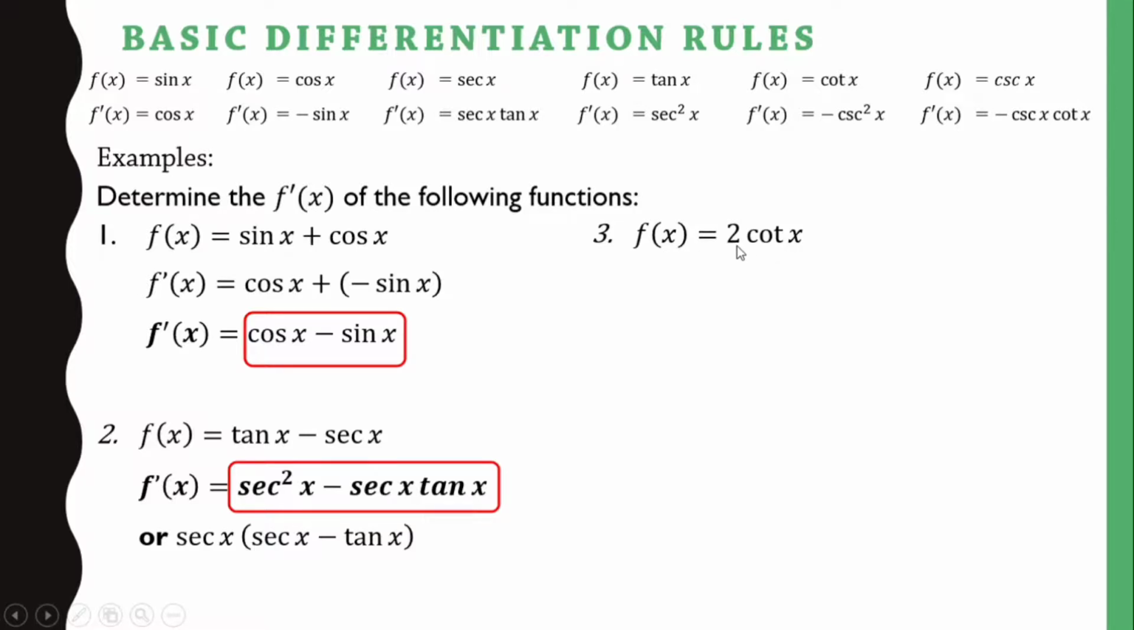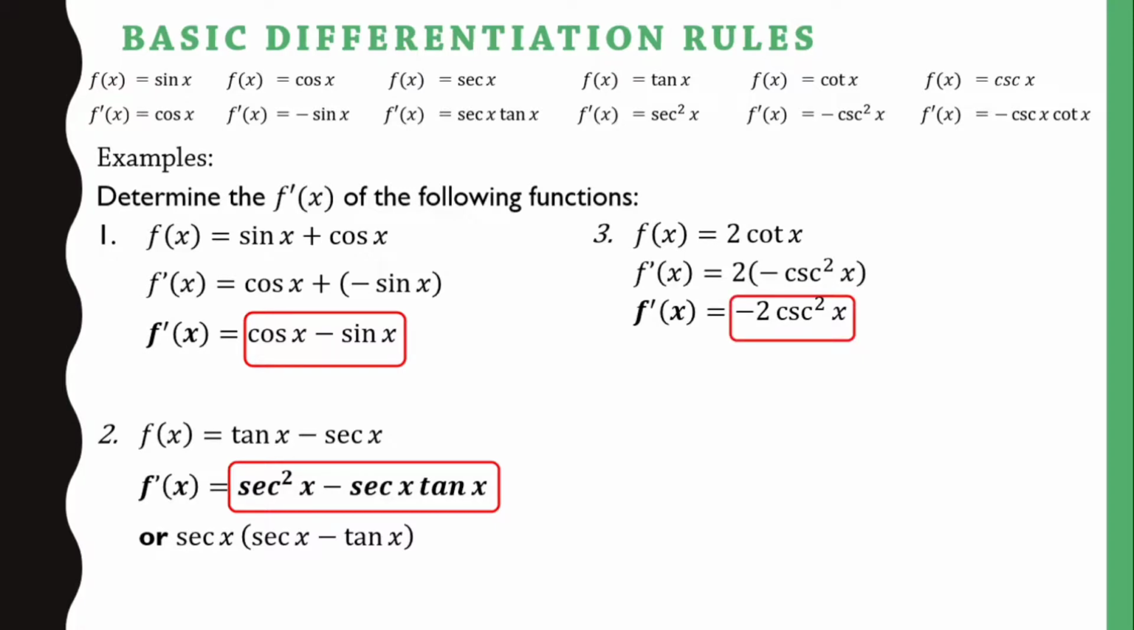Again, we can use the constant multiple rule. So the derivative is 2 times the derivative of cotangent x. The derivative of cotangent x is negative cosecant squared x. So we substitute for the derivative of cotangent x negative cosecant squared x. Two times negative cosecant squared x will be negative 2 cosecant squared x. So negative 2 cosecant squared x is f prime of x for f of x equals 2 cotangent x.